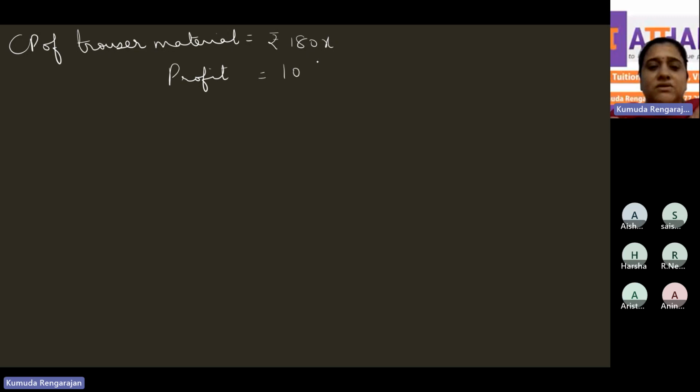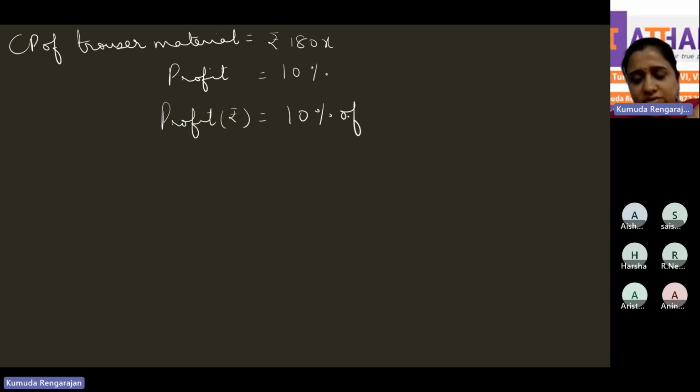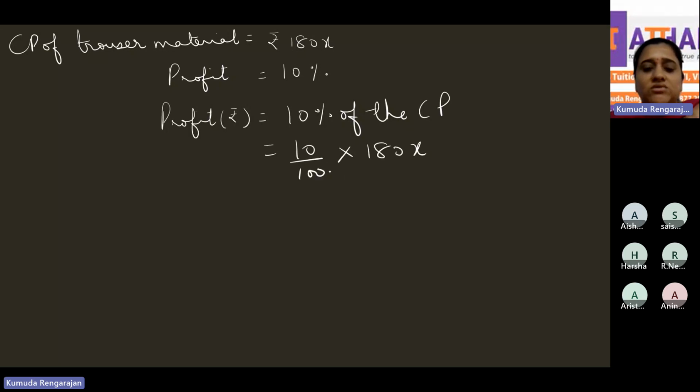Now, what profit does he wish to make? 10%. This is as a percentage, but we want profit in rupees. You cannot add this 10% to 180. You need to find profit in rupees. How will you find profit in rupees? It will be equal to 10% of the CP. So 10% means 10 by 100. Of means into, and CP is 180x. And on simplifying, we get 18x.